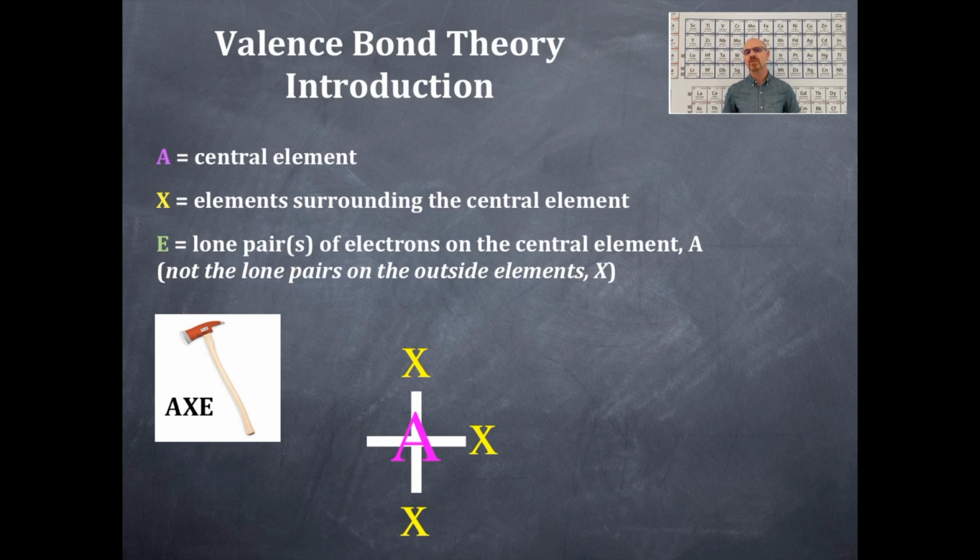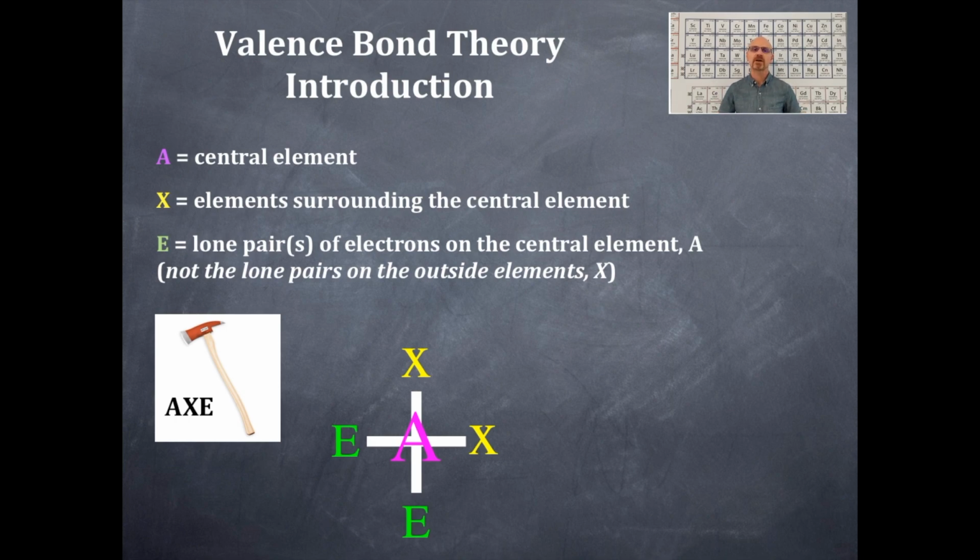Now if I take away one of these X's and replace it with an E, that would be a lone pair of electrons on the A, that is the central element. This will give me a trigonal pyramidal structure. I can actually do the same thing and remove another element that's attached to the central element and replace it with a lone pair of electrons. This will give me a bent or angular shape. Now these are elements of A that follow the octet rule.